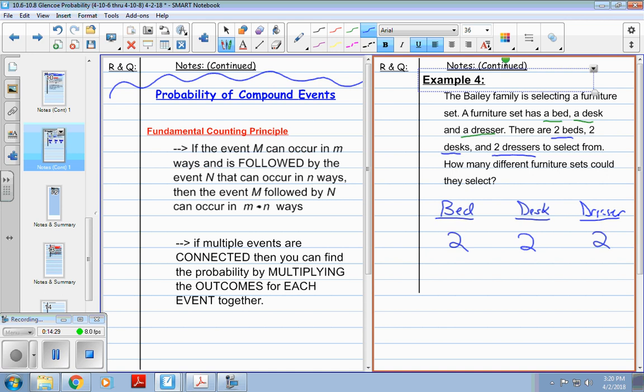Right now, we're trying to find out how many different furniture sets they could select. This is another way of asking total possible outcomes, and this is common in compound probability problems. They really just want to know how many possible combinations or outcomes are created. To figure out our answer, all we have to do with these 3 numbers is multiply them together. 2 times 2 times 2 is the number 8. So there are 8 possible furniture set combinations.